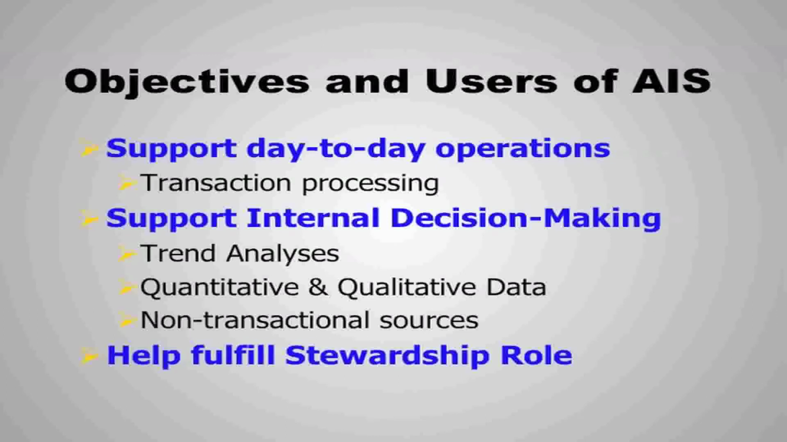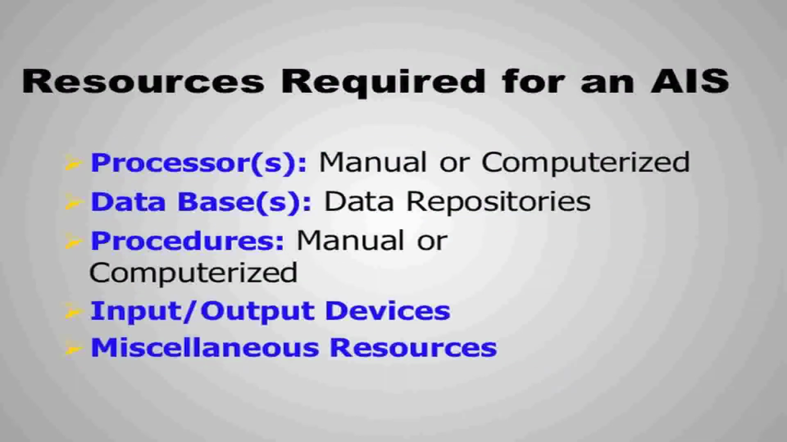Non-transactional sources can also be adapted for helping the internal decision making process with the aid of AIS. Help fulfill stewardship role by analyzing the data. Now, resources required for an AIS are processor, it could be manual or computerized. Database, that is the data repository where the data would be collected, recorded, analyzed and summarized. Procedures could be manual or computerized as per the processor so selected. Input output devices would be there and miscellaneous resources.